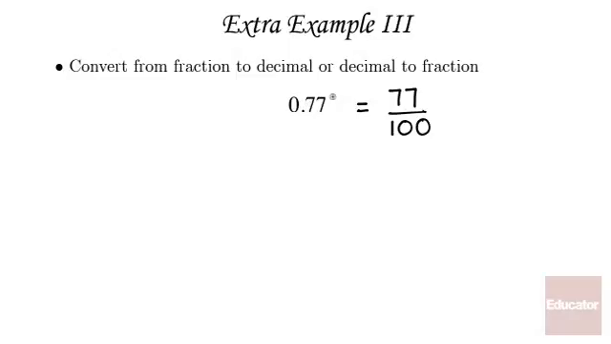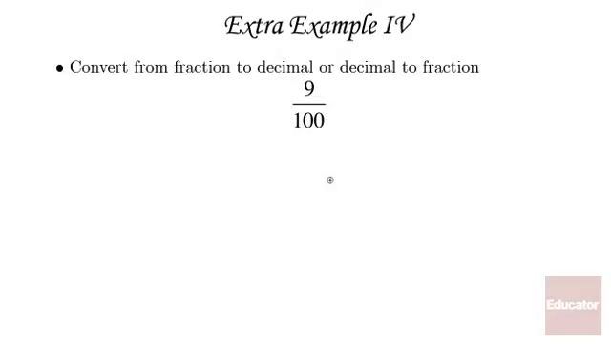Again, without thinking of money, I can just take this number, 77, as my numerator, count how many numbers I have after my decimal place, which is 2. That means I'm going to add 2 zeros, which is 100, as my denominator. And it is the same thing. Okay.